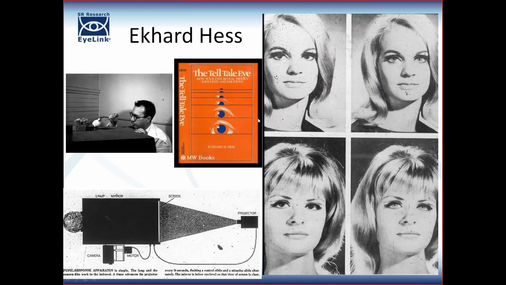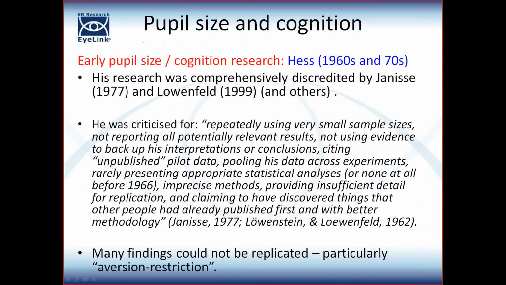He published a very popular book at the time, a kind of popular science book called The Telltale Eye, How Your Eyes Reveal Hidden Thoughts and Emotions. And he even did some very modern-sounding experiments. You can see here he's photoshopped, or whatever the 1970s version of Photoshop was, these images of a model, so that here she has very dilated pupils and here she has very constricted pupils. And he was able to explore many things using this technique.